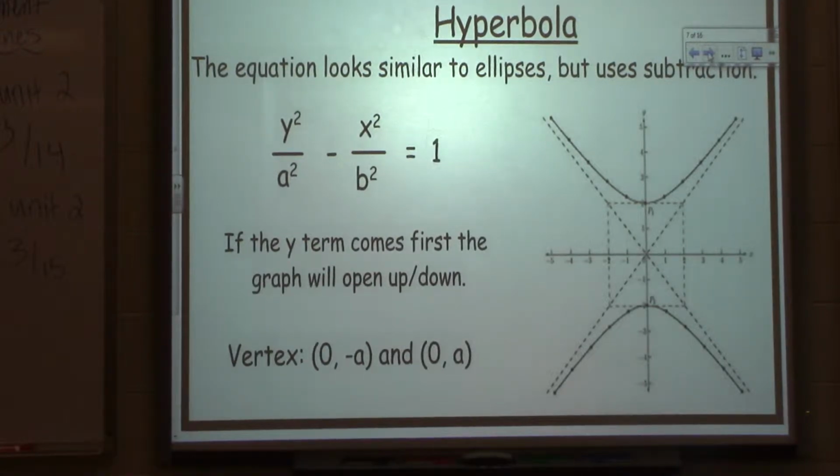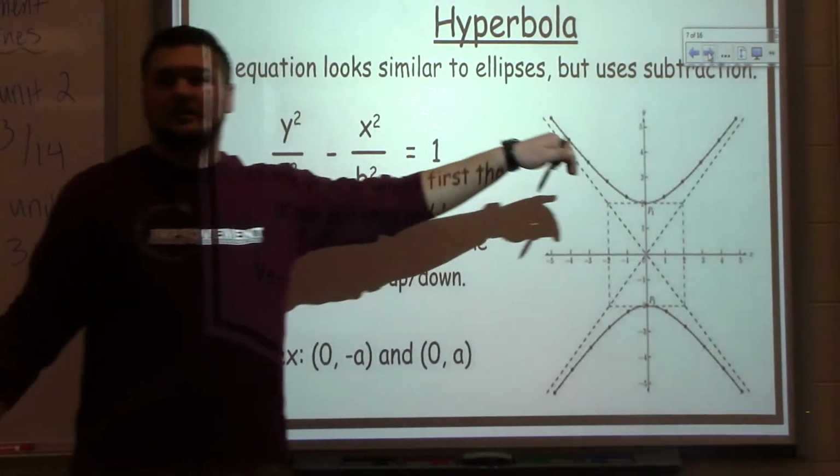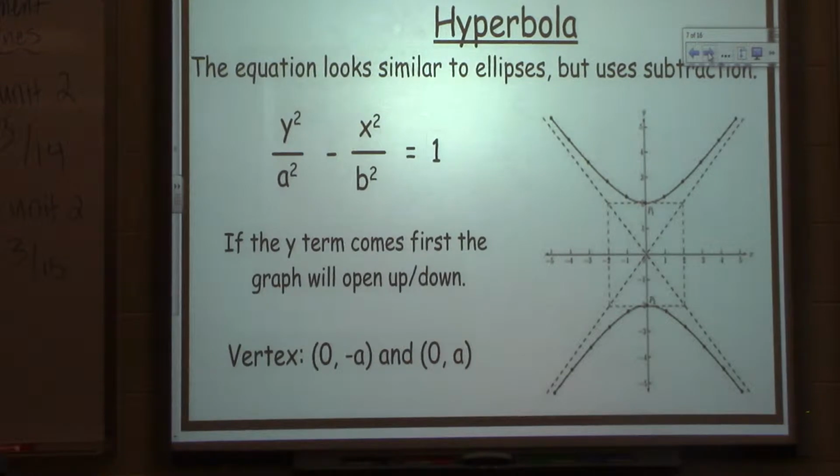Alright, y squared first, so it's opening up and down. Alright, vertex at 0, negative a, 0, a. Any questions so far? No. Pretty easy so far, right?